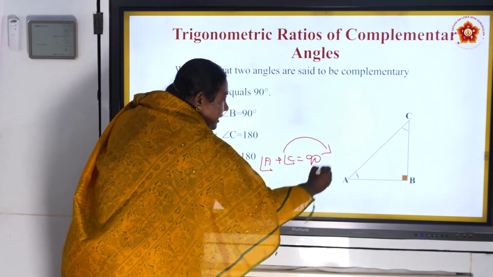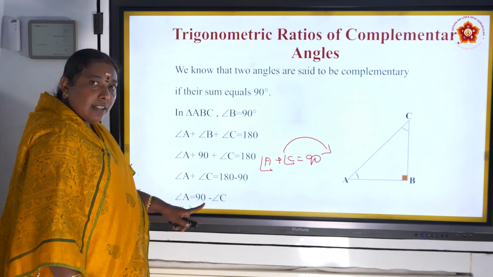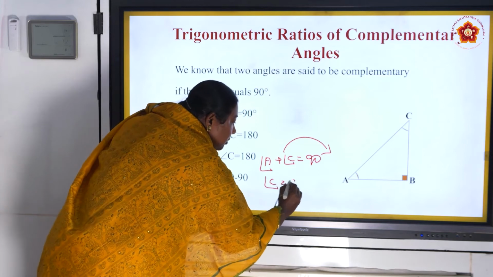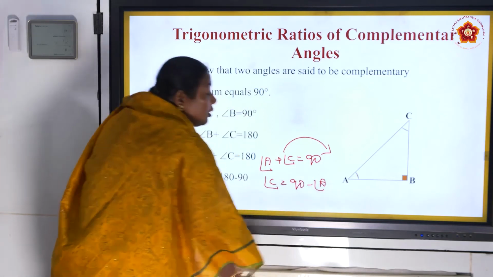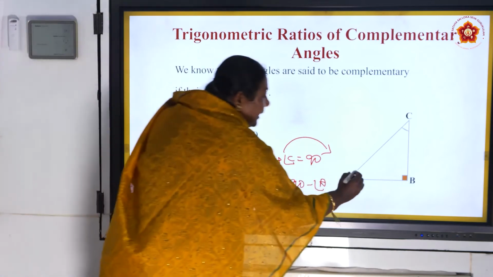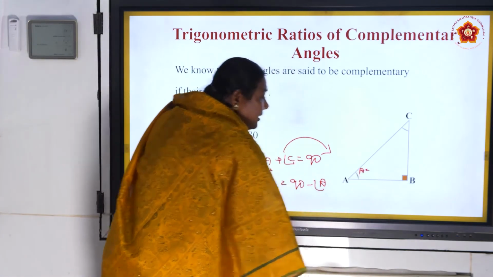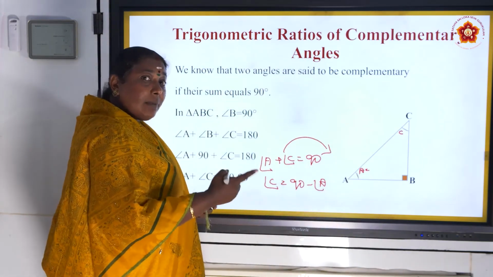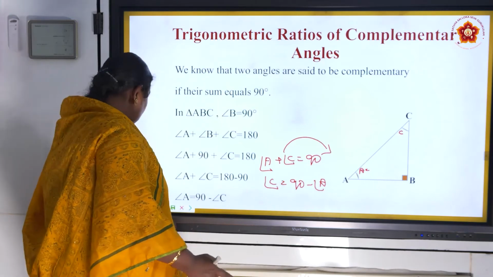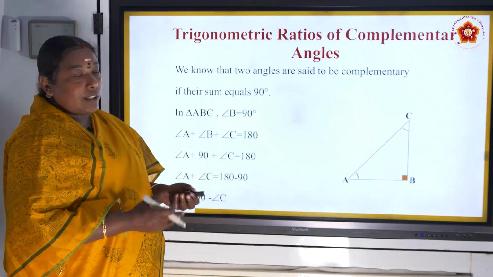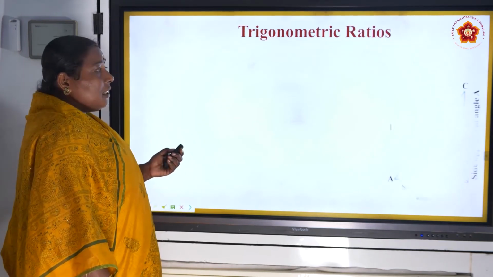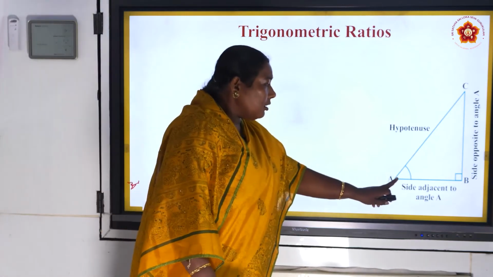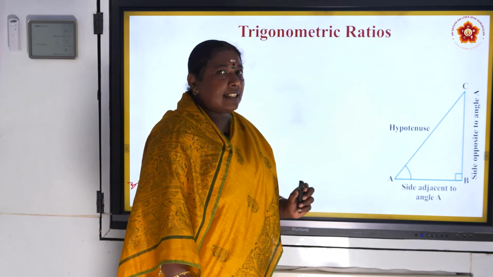If I bring the C that side, what I get? Angle A is equal to 90 minus angle C. Or else angle C is equal to 90 minus angle A. So, if I am writing angle A, I can write as 90 minus C. If I am writing angle C, I can write as 90 minus A. Is it right? So that is what we are going to see now. Let us take a triangle and let us write all the ratios for A and also for C. Let us see how it comes.